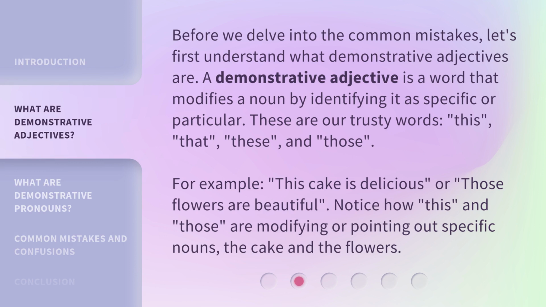Before we delve into the common mistakes, let's first understand what demonstrative adjectives are. A demonstrative adjective is a word that modifies a noun by identifying it as specific or particular. These are our trusty words: this, that, these, and those. For example, this cake is delicious, or those flowers are beautiful. Notice how this and those are modifying or pointing out specific nouns, the cake and the flowers.